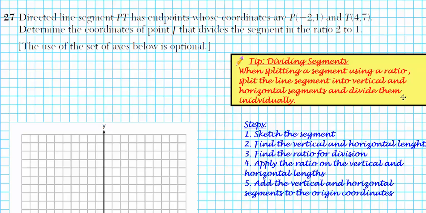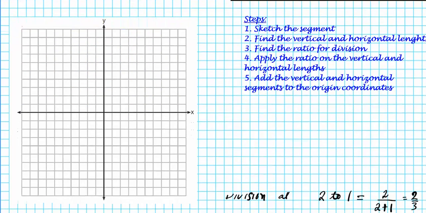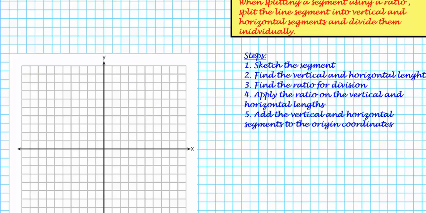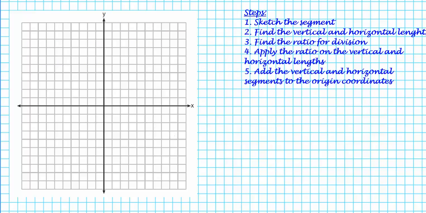So to help us with this problem, let's give ourselves a visual, okay? You could solve this problem without the visual, but it's really helpful to give yourself a visual so you don't get confused. All right, so let's graph the endpoints. We're going to graph P first. P is (-2, 1). That's the left point.